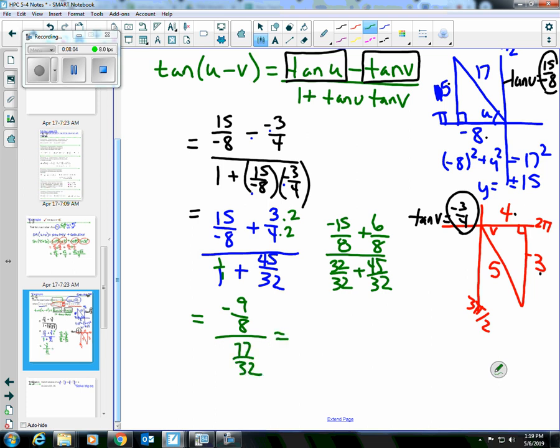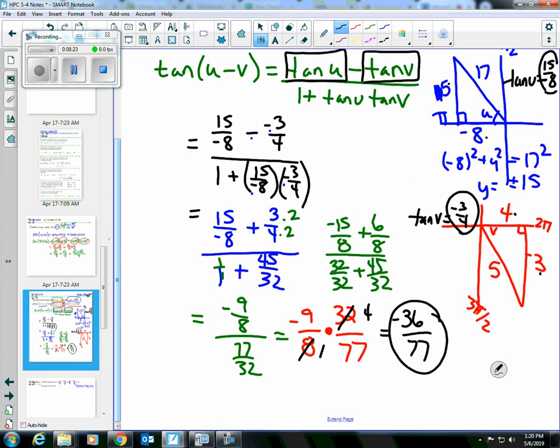And then how do you divide two fractions? Well, you multiply by the reciprocal. So negative 9/8 times the reciprocal would be 32 over 77. Let's see if we can do some reducing. 8 divides into 32 4 times. So it looks like negative 36/77. So we can actually come up with an exact answer just pulling out the ratios that we need.